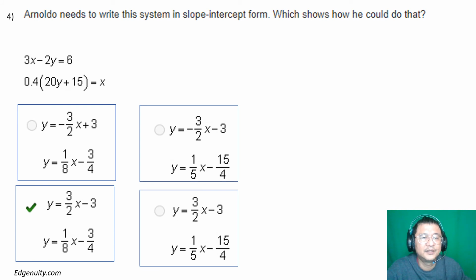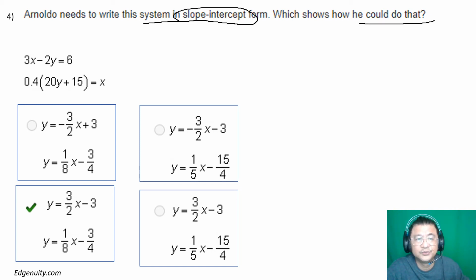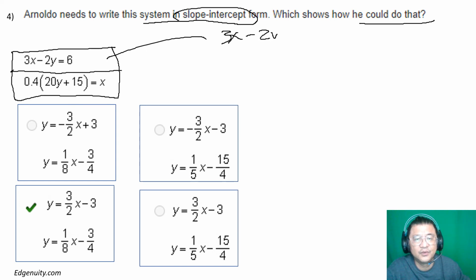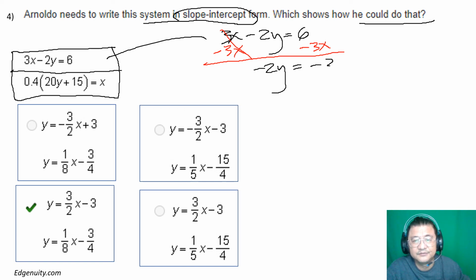Next, Arnoldo needs to write the system of equations in slope-intercept form. Which shows how he could do that? Again, he cannot graph because these equations look weird. Let's begin with the first one. 3x minus 2y equals 6. Again, your objective is to make the y alone. Minus 3x for you, minus 3x for you. That cancels out. Okay, negative 2y is equal to negative 3x. Bring down the plus 6.